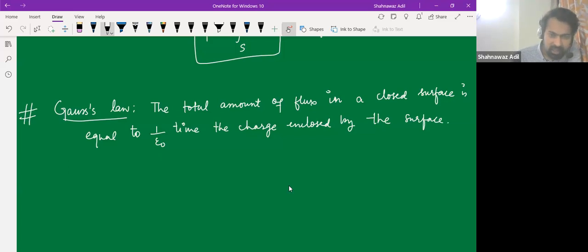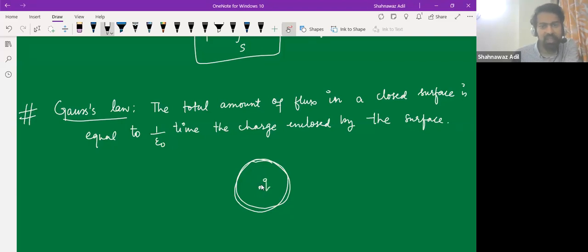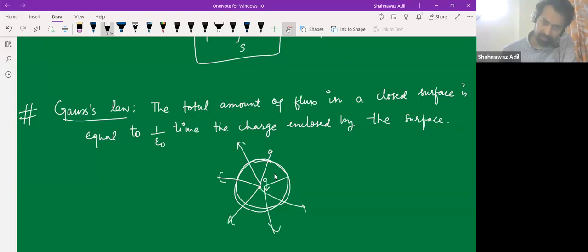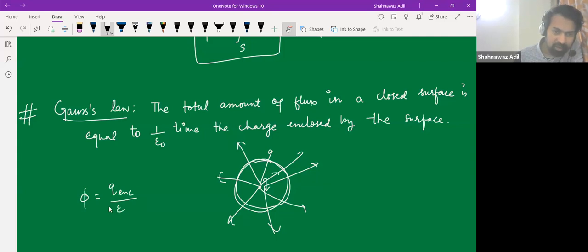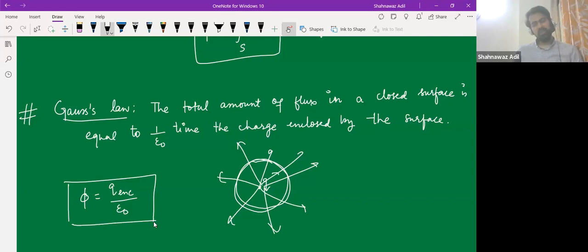Let's say we have this sphere, and some charge q is placed inside this sphere, and electric field lines are passing through. Gauss law states that the flux would be simply Q enclosed by epsilon naught for a closed surface. This sphere is a closed surface. So is this thing clear?